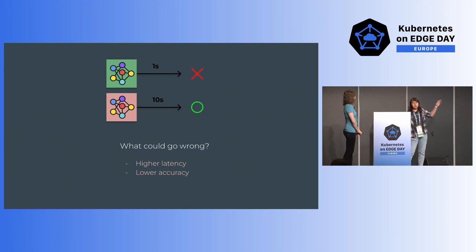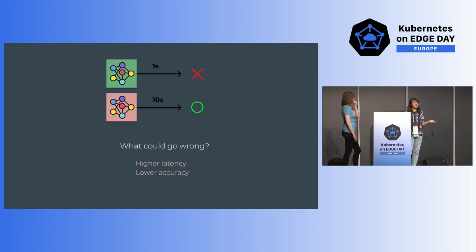And the second case where something could go wrong is your model seems to run fine, it's giving you the right inferences, but it's taking a really, really long time. And so it's like, okay, it used to work, now it doesn't, what can I do to go and debug this?